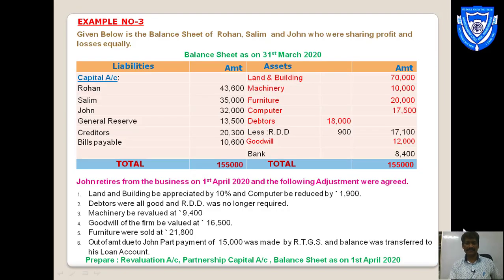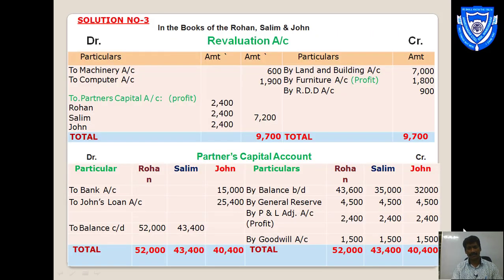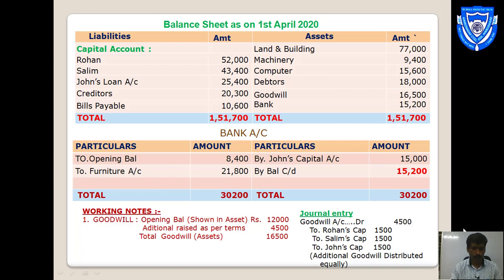We can say here in the example, bank account opening balance is 8,400. So I prepared the bank account here also for your information. You can see to opening balance rupees 8,400. Then we paid John, and debited John's account and credited bank account. So on the credit side, by John's capital rupees 15,000.